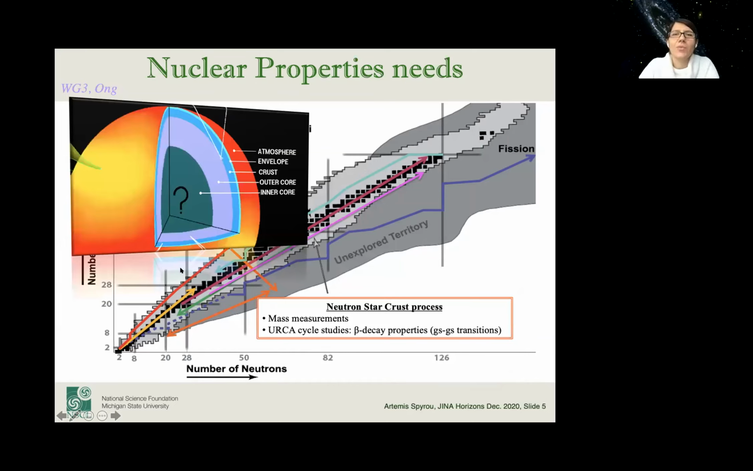I'll start here with neutron star crust processes. And so this goes not quite to the neutron drip line, but quite far out. And this is these orange lines out here.